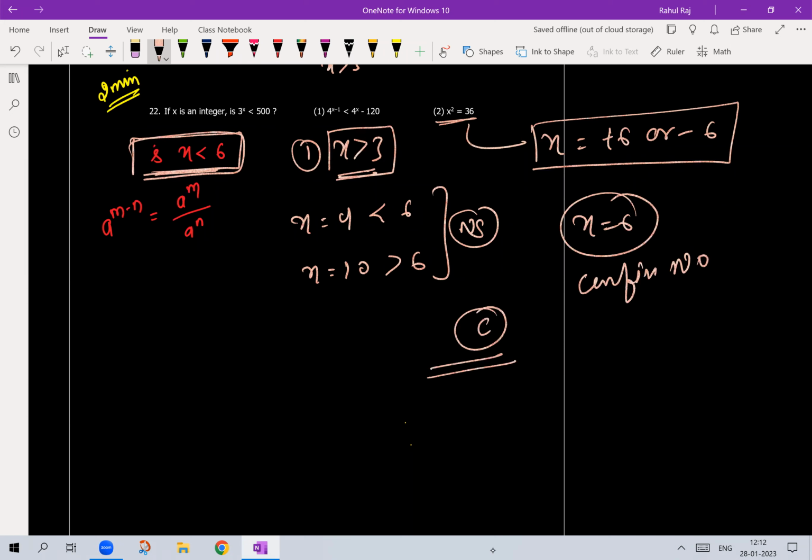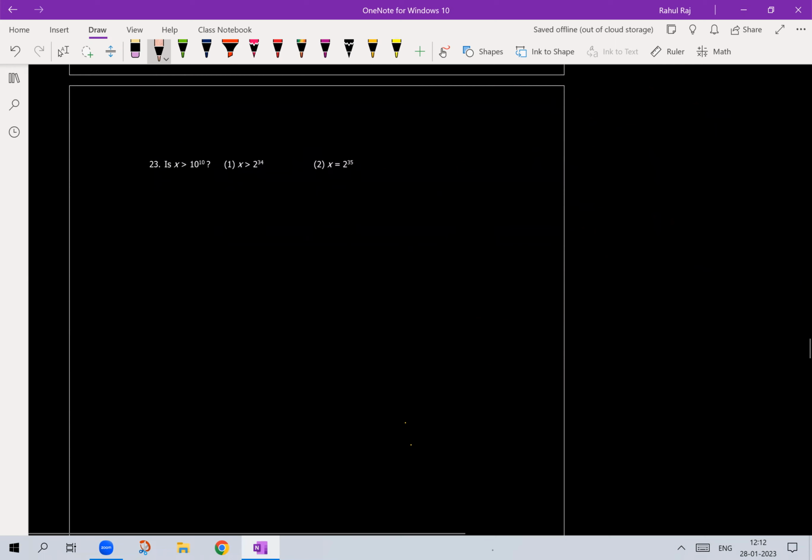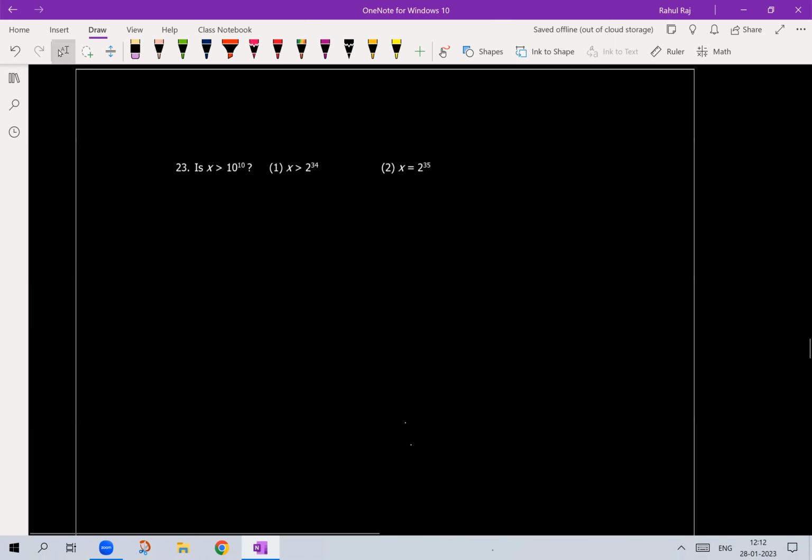Shreya, Manan, is this understood? Yes, Rahul. So it's a pretty simple question. It looks to be a tough one. That's it. Question number 23, please.